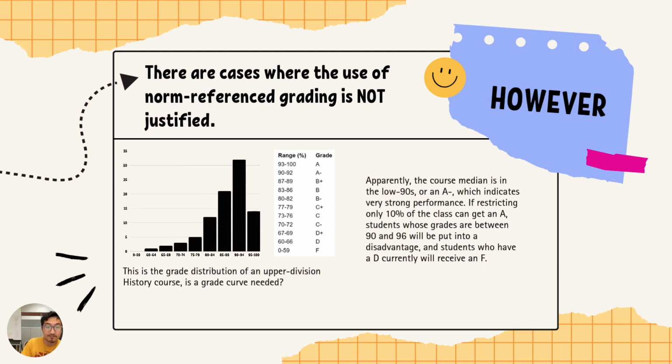There are also cases where NRG is not appropriate, such as history classes, where the majority of the class has 90% or above. The course median is an A minus, which is a very strong performance, and students make a lot of effort. If only 10% of the class can get an A, those students with 94 or 93 may get a B or even lower, and some students in the lower range, like a C minus or a D, may receive an F.